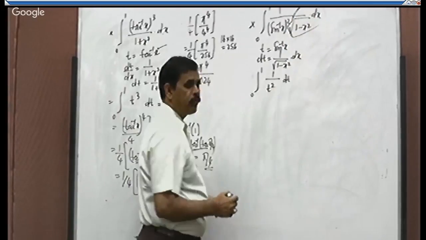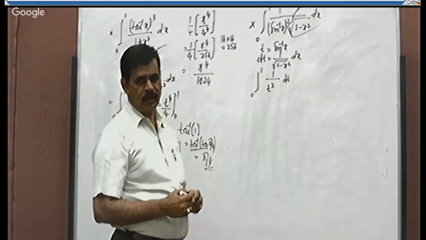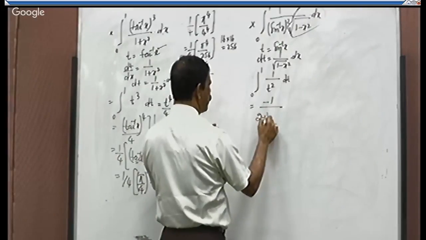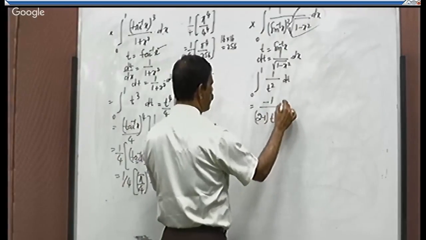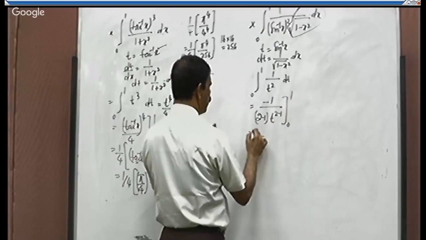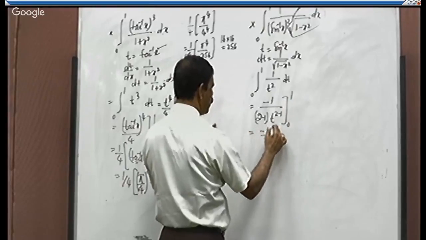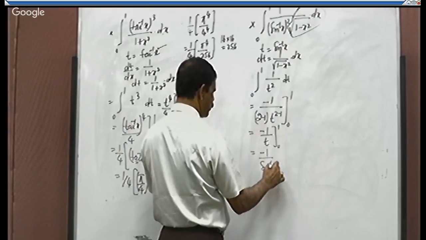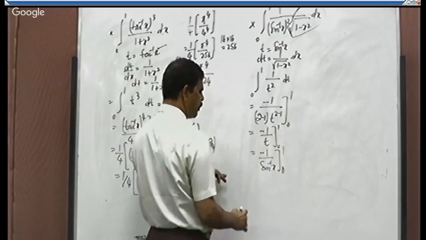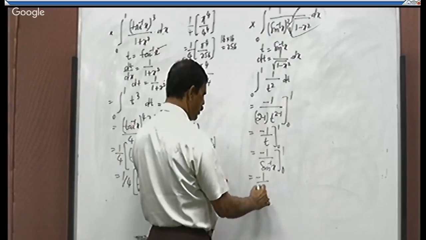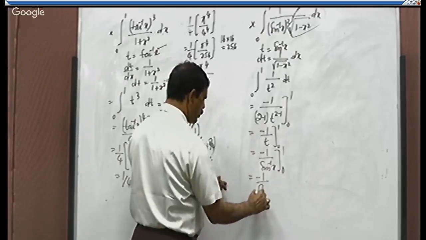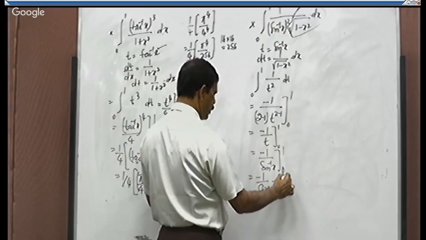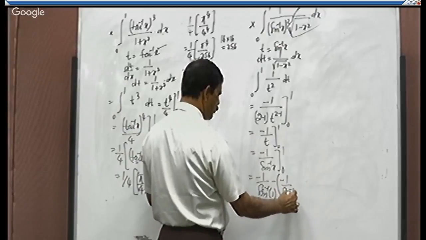What is the integration of 1 by x to the power of n? It is minus 1 by (n minus 1) into t to the power of n minus 1. So 0 to 1, minus 1 by t. Write the value of t. It is sin inverse x. Apply the limit 0 to 1: minus 1 by sin inverse of 1, minus of minus 1 by sin inverse of 0. Correct?